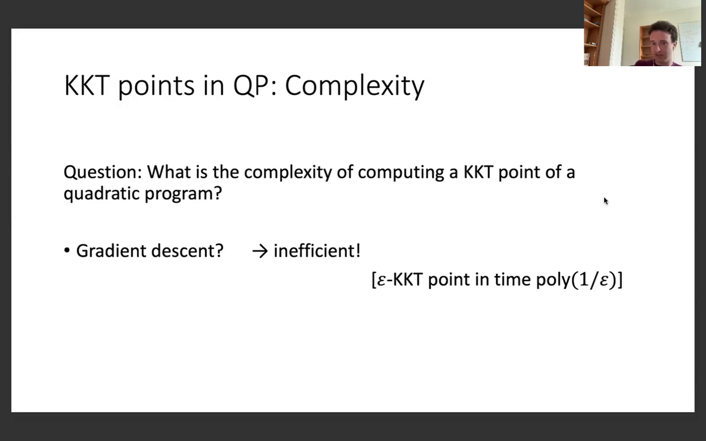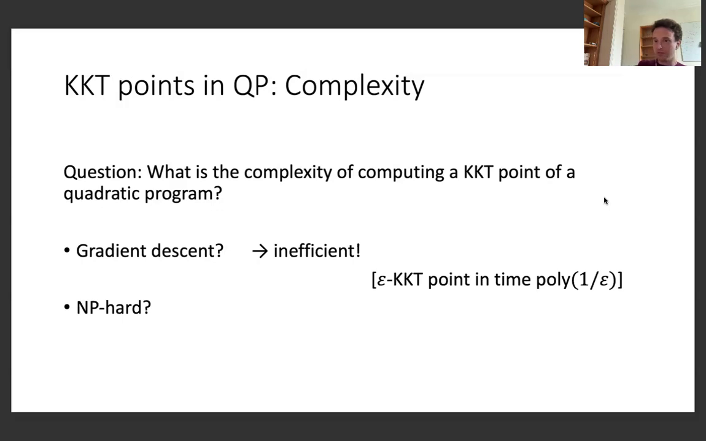And the reason is that it finds an approximate, an epsilon KKT point, in time polynomial in 1 over epsilon. So if you're looking for a high accuracy or exact solution, this is not going to be efficient. Epsilon is going to be exponentially small, and the running time is going to be exponentially large. So for example, convex optimization problems can be solved efficiently in poly log 1 over epsilon, and that is exactly what we would consider efficient here as well. Gradient descent does not satisfy this.